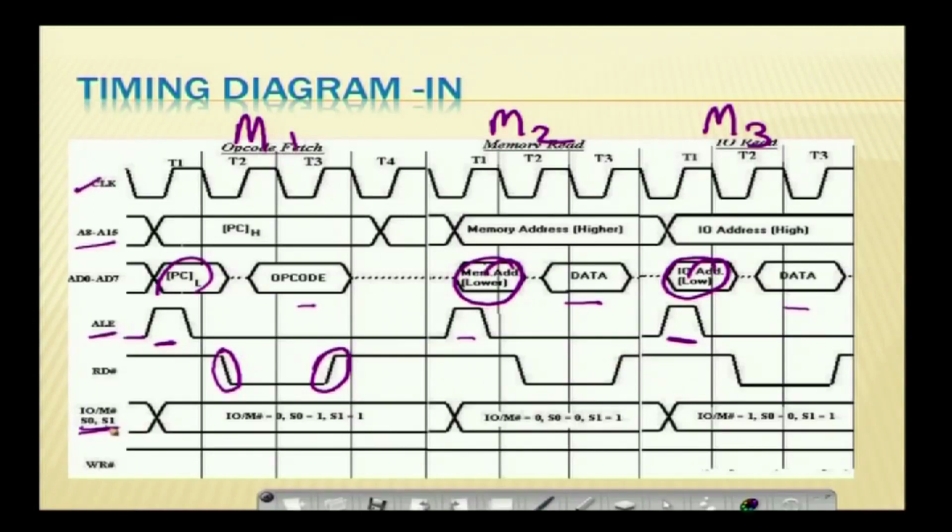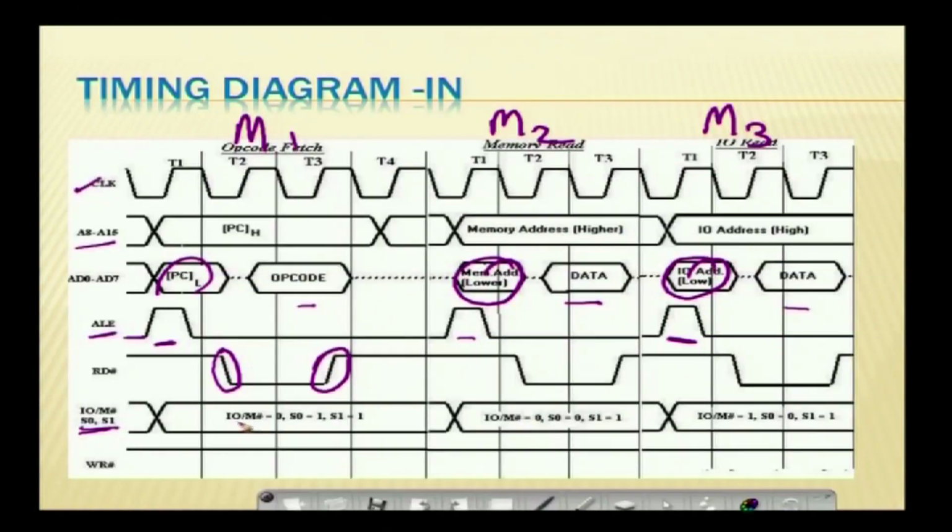These are the control and status signals, showing which operation we are performing and whether it is performed with memory or IO devices. Here, in the table, 0 1 1 means IO/memory bar signal is 0, S0 and S1 are 1. So, based on that it is an opcode fetch cycle. To do a memory read, IO/memory bar should be 0, S0 equal to 0, S1 equal to 1. For IO read operations, IO/memory bar equals 1, S0 is 0, S1 is 1. So, based on these status signals we can understand which operation is performed.